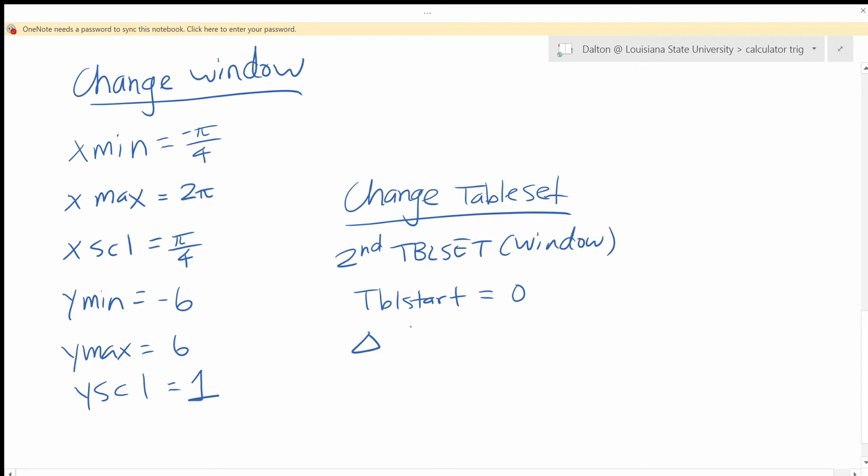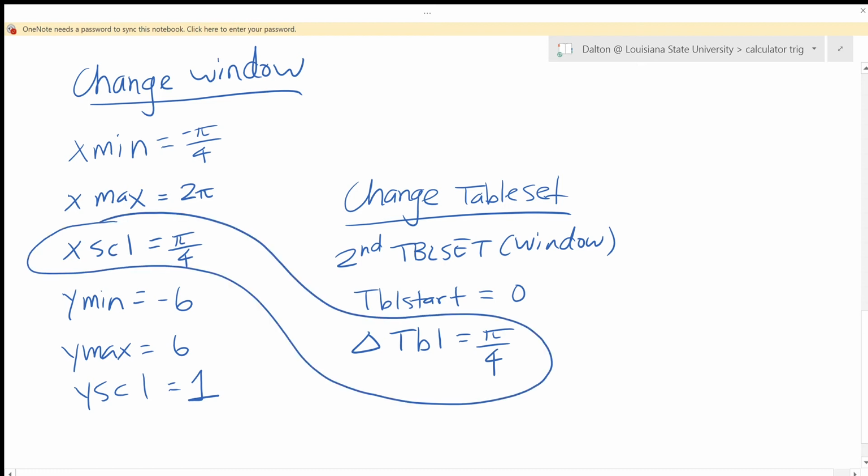Okay, but what about delta table? What is delta? Change, right? It's basically saying, what do you want your x values in your table to change at increments of? Thoughts? Yeah. You want your change in the table x values to match your x scale, because if those match, then in your table you can match them directly to your tick marks along your x-axis. Okay, so you want those guys to match.